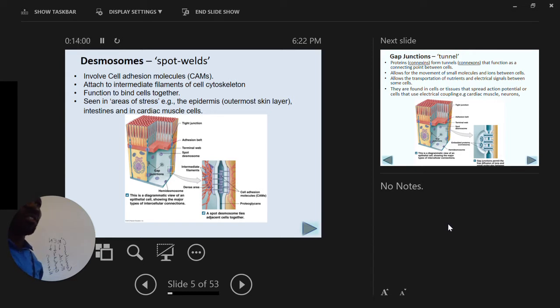Stress is predominant. Stress. I understand stress, but you said predominant? Predominant, where stress is common. Oh, okay. Areas that are exposed to stress. So think about it before looking at the board. Which part of your body is mostly exposed to stress? Like your joints?